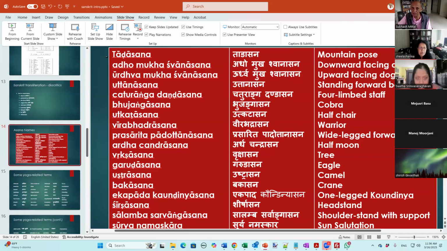Tadasana. This is Tadasana, the mountain pose. Then Adho Mukha Shvanasana. There's a little dash on top of the S that makes it the sh sound. The first sh. Then this a is long, Shvanasana. So Adho Mukha Shvanasana. Then the upward facing dog is Urdhva Mukha. The first letter is u, so it's a long sound. Urdhva Mukha Shvanasana.